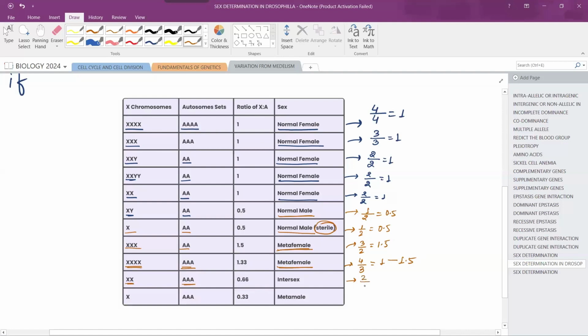And if the ratio is 2 is to 3, that is 0.66, that is less than 1, then it is intersex. And if the ratio is 1 is to 3, that is 0.33, that is less than 0.6, you will get a meta male.